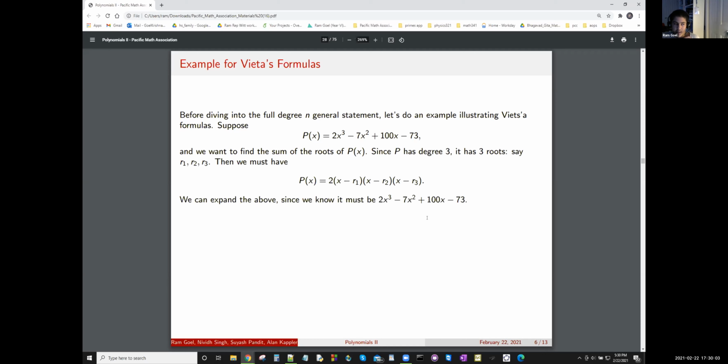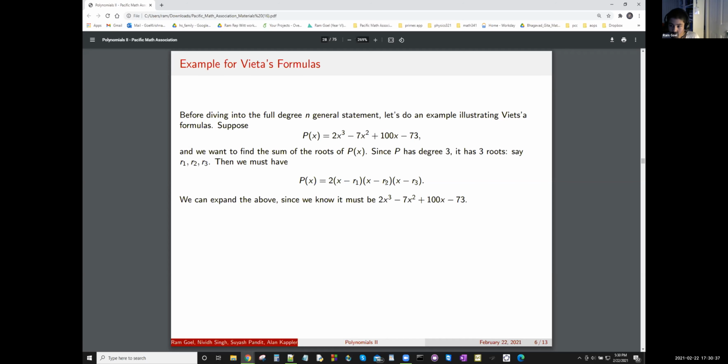So what can we say? If the roots are r1, r2, and r3, well, we know that p of x is 2 times x minus r1 times x minus r2 times x minus r3. And again, the reason the 2 is there is because we know in p the leading coefficient is a 2. So we can just say that it's 2 times x minus r sub 1 times x minus r sub 2 times x minus r sub 3. And we want to find r1 plus r2 plus r3. So what can we do with this? Well, the only thing we can really do with this is the key point of Vieta's formulas.